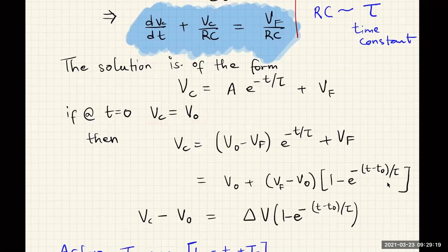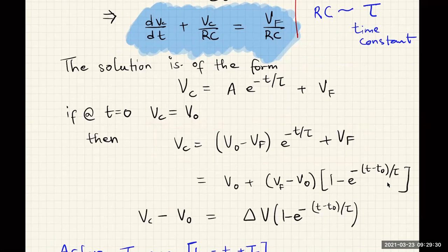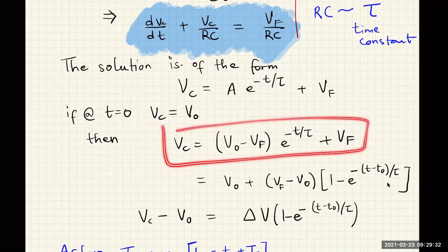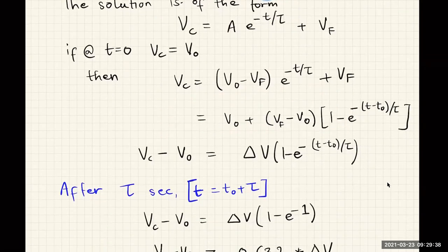some voltage V naught, then you can find that the overall voltage solution to this differential equation is going to be of this form. Okay, and this is also the full step response, a complete step response of the capacitor voltage. Now you can do some algebra on this again and manipulate this to get it in this form.